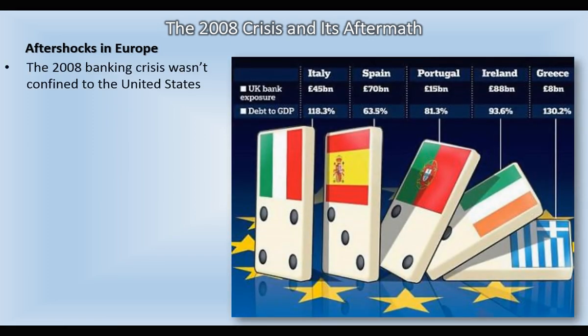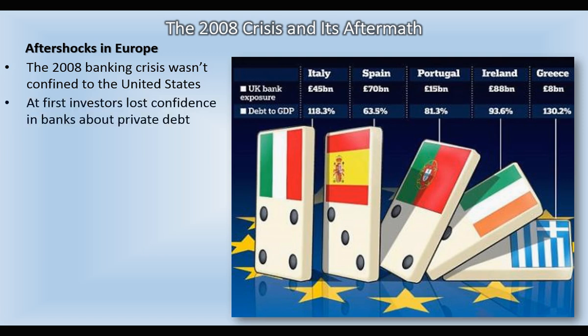Aftershocks in Europe. So the 2008 banking crisis wasn't confined to the U.S., as I mentioned. At first, investors lost confidence in banks about private debt. Then in 2011 through 2012, it turned to public government debt. So you had these other countries like Italy, Spain, Portugal, Ireland, Greece. People started getting worried about their ability to pay back their debts, which is like, pay back what they owe on their bonds that they issue.